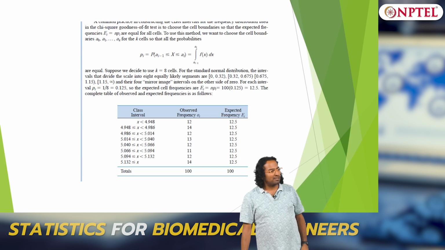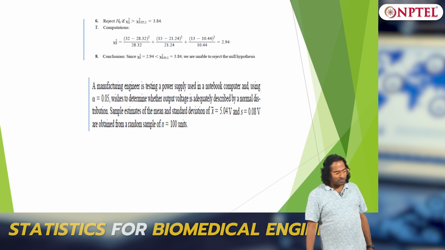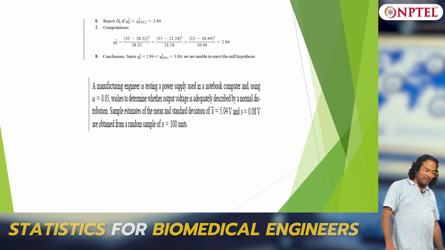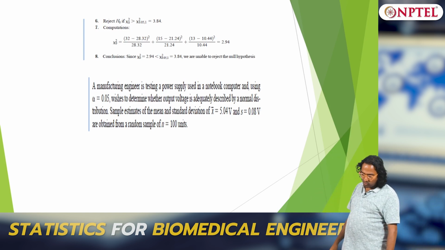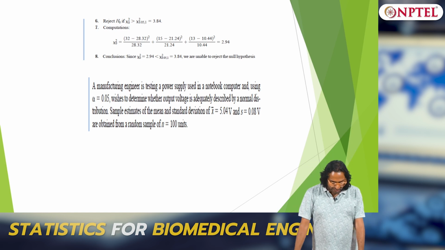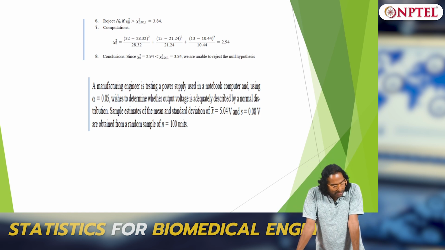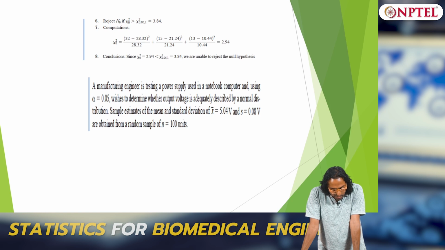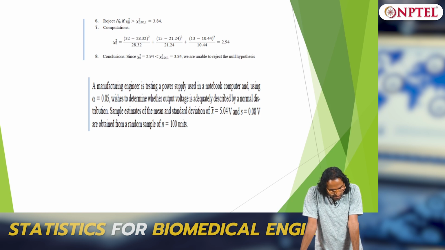Everybody able to see the screen? So this is the problem statement. A manufacturing engineer is testing a power supply used in a notebook computer, and using alpha equals 0.05 wishes to determine whether output voltage is adequately described by a normal distribution. So I want to say whether the underlying distribution is normal or not. Sample estimates of the mean and standard deviation, x bar and s, are given and are obtained from a random sample of n equals 100 units.